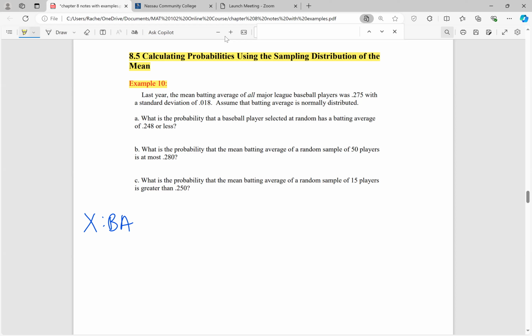We also know the mean batting average. So the mean batting average for all these players is .275. And we're also told that the standard deviation is .018. So we know that mu is equal to .275 because that's the mean batting average for all the baseball players. And then sigma, the population standard deviation, is equal to .018. And then we're also told one last really important piece of information, that batting average is normally distributed. So we know that X is normal.